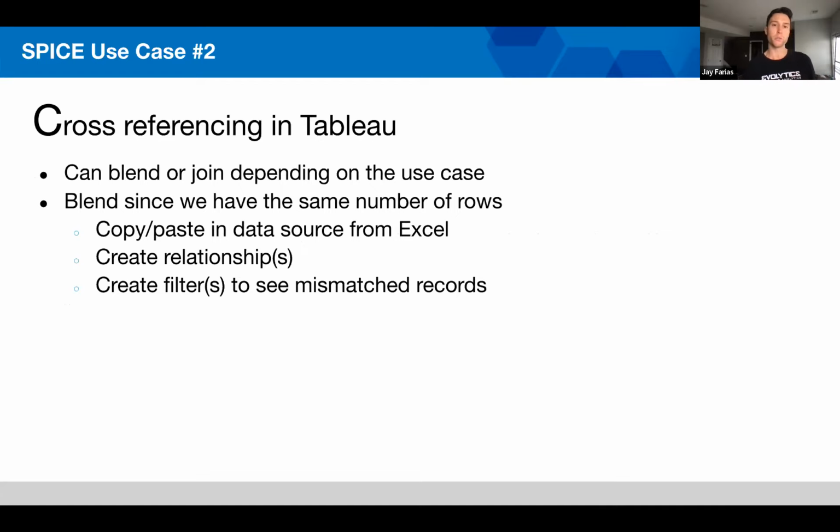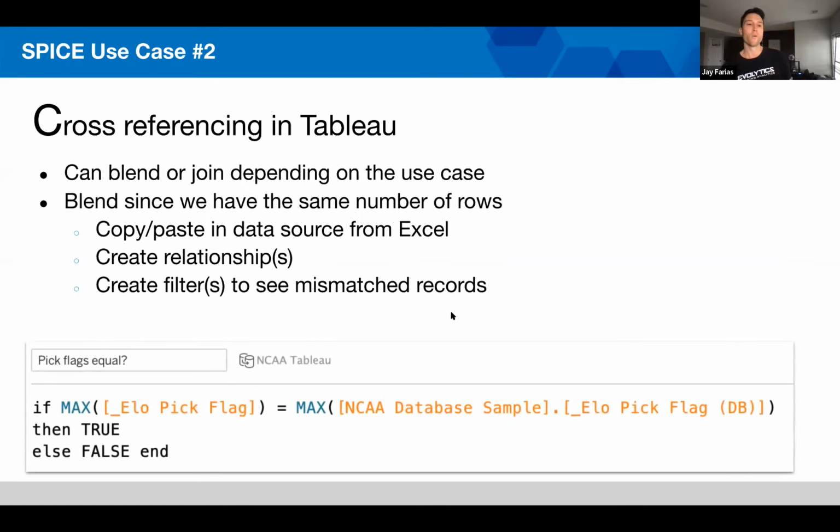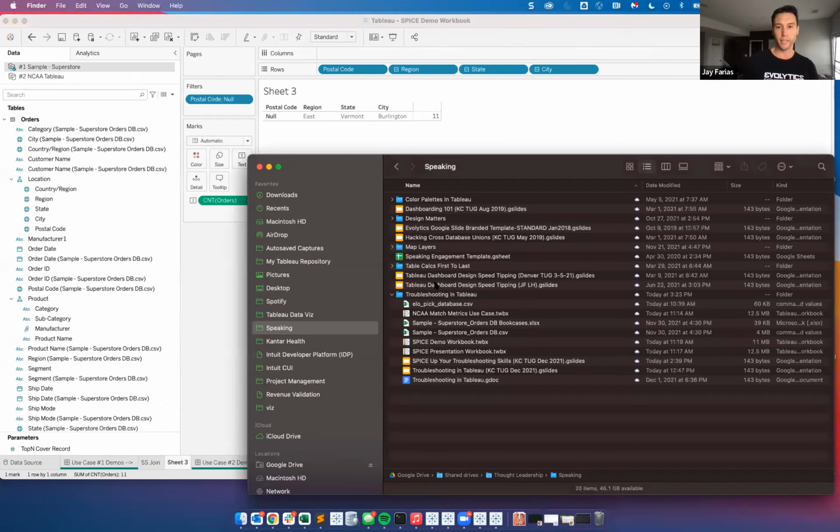And this is where another cool functionality I'm going to demo, where you can actually copy and paste data into Tableau. You don't have to create a data connection. You can just copy and paste it in, which is really nice. And then we'll create relationships for our blend, and then we'll create filters to see the mismatched records. So that filter is going to look something like this, where we're saying, that field exists in our database. Does it exist in the other database? When they do, we're going to equal true, and if not, we're going to equal false. So we're going to turn a true/false to let us know which records have a field that does not equal the same.